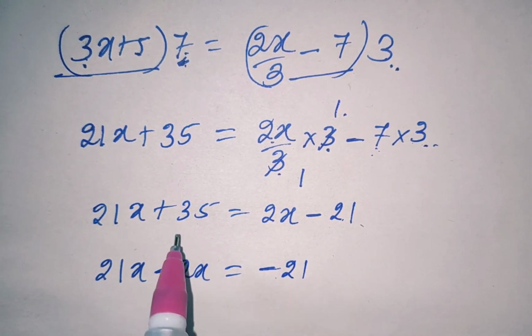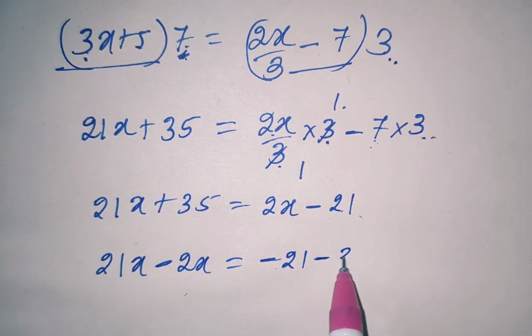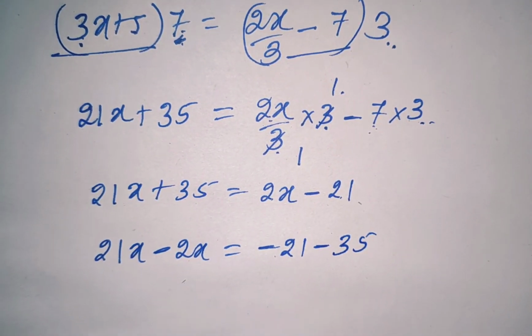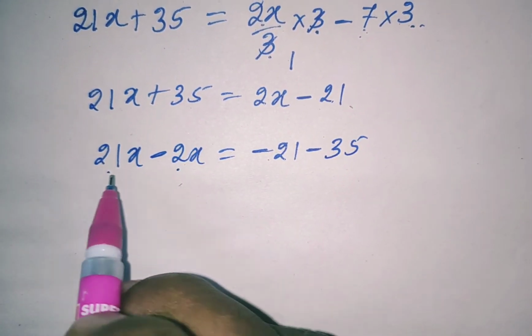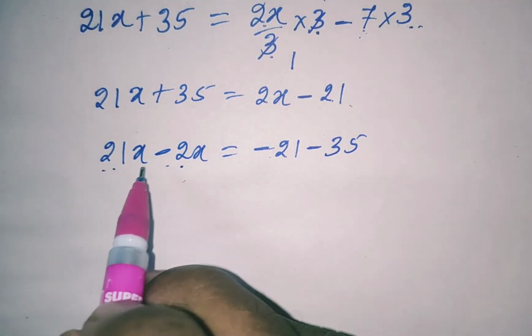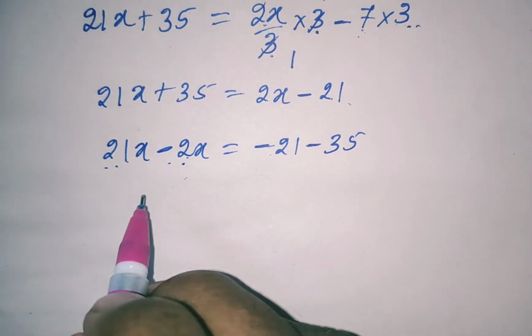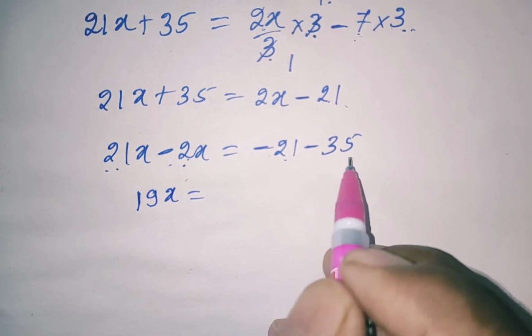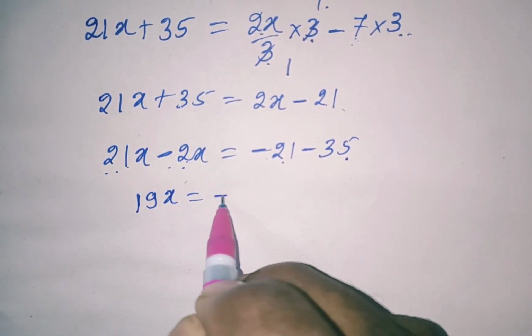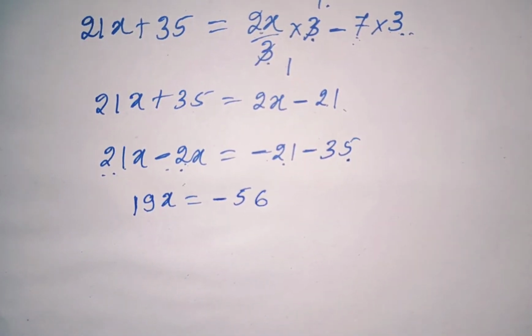Keep this as it is, and plus 35 becomes minus 35. Now 21 minus 2. Here subtraction is there, here plus and here minus. Subtract 21 minus 2, 19. So 19x is equal to minus 21 minus 35, minus 56.